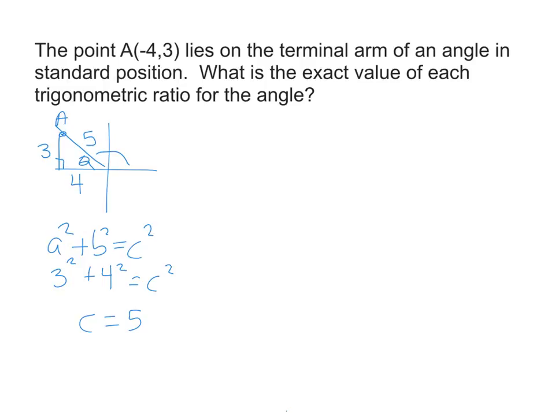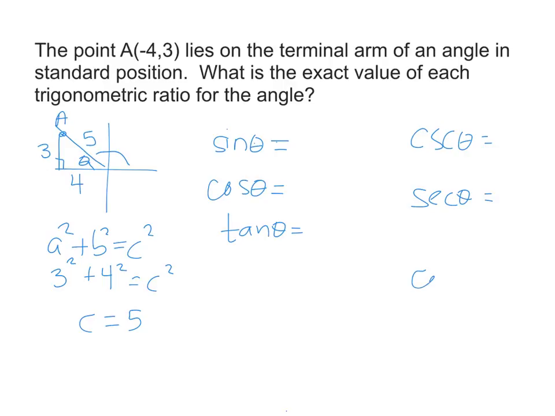So what are the trig ratios? Sine, cosine, tangent. And then the reciprocals. So sine, cosine, tangent, and then cosecant, secant, and cotangent. I want to leave a little more space there.